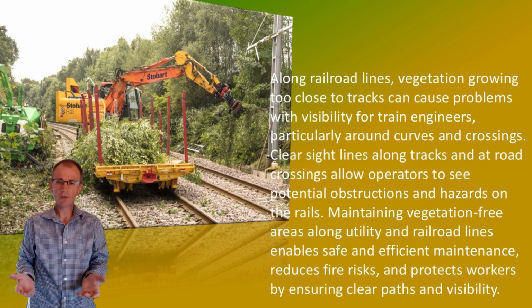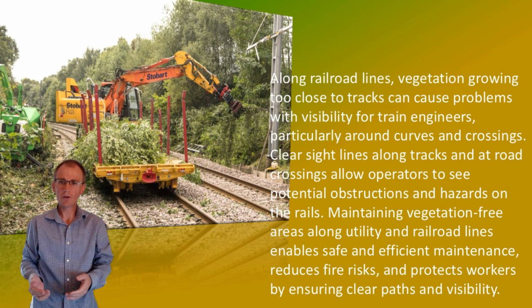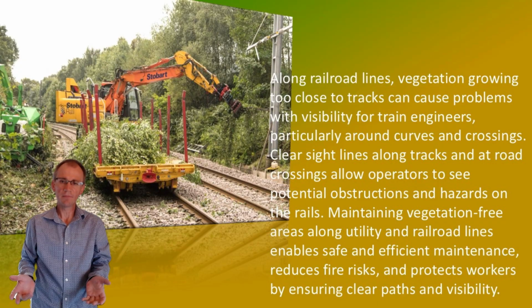Maintaining vegetation-free areas along utility and railroad lines enables safe and efficient maintenance, reduces fire risk, and protects workers by ensuring clear paths and visibility.